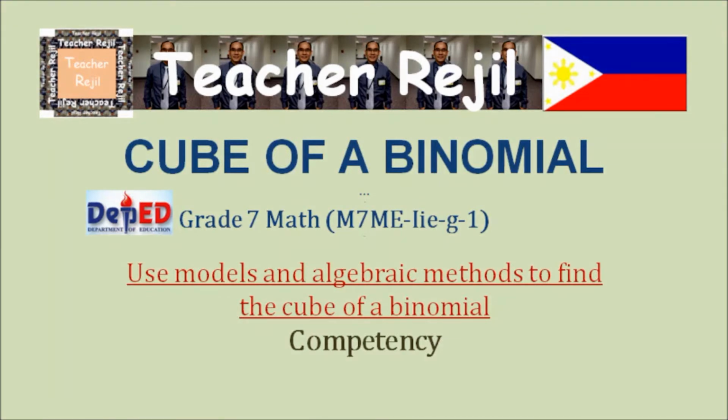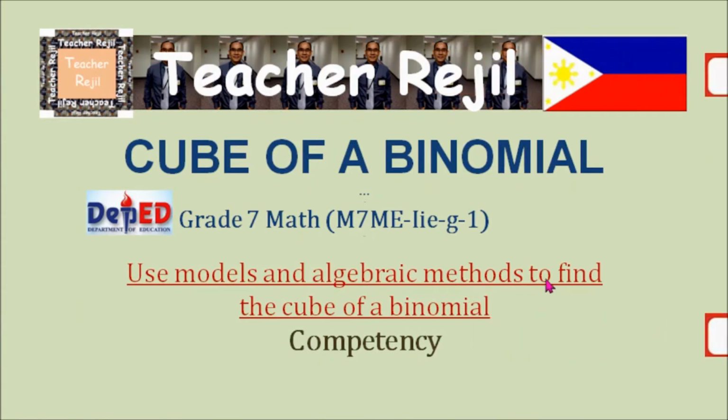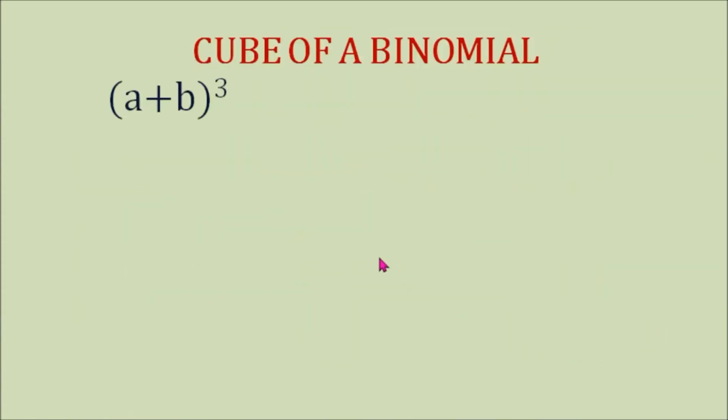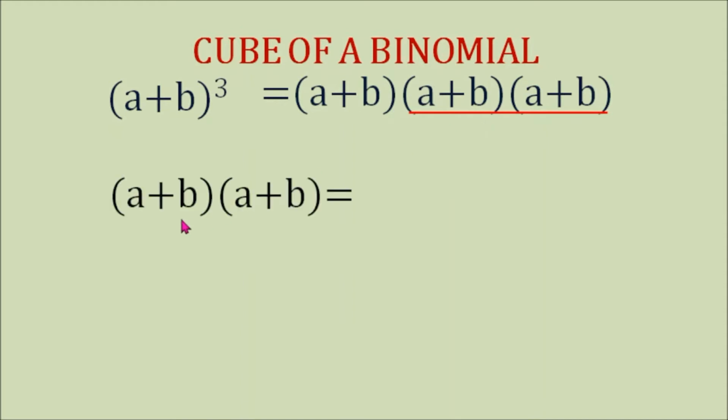The competency in this lesson is use models and algebraic methods to find the cube of a binomial. The cube of the binomial a plus b means the quantity a plus b times the quantity a plus b times the quantity a plus b. First, we are going to multiply these two binomials. The quantity of a plus b times the quantity of a plus b.